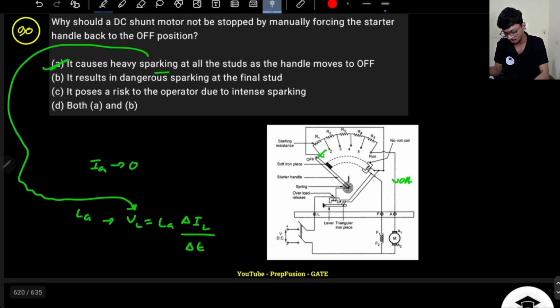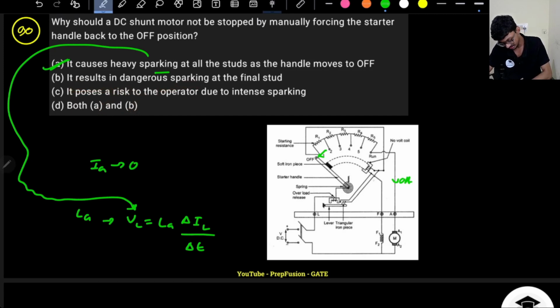Let me read the other options as well. It results in dangerous sparking in the final stud, which is absolutely correct. Same thing, right? Both are saying kind of the same thing. It poses a risk to the operator due to intense sparking. Yeah, it will pose a risk. But of course, there is no option such as all of the above. So I will choose option D, which tells me both option A and B will be correct.